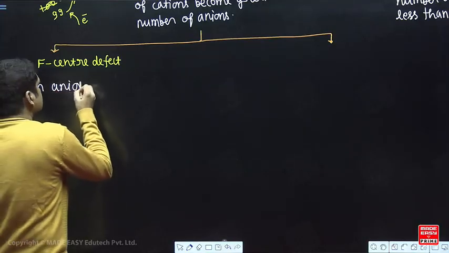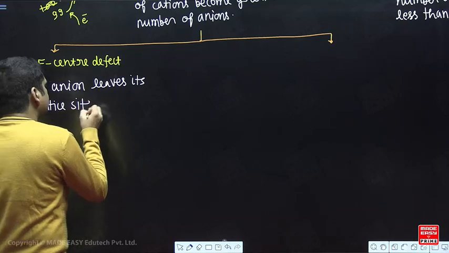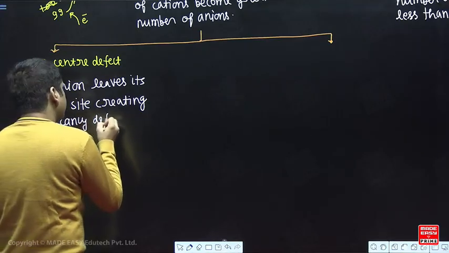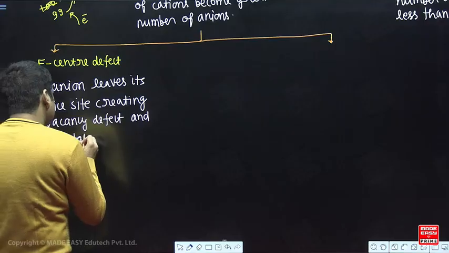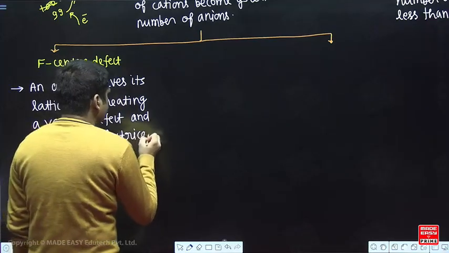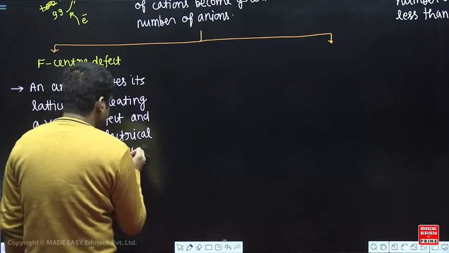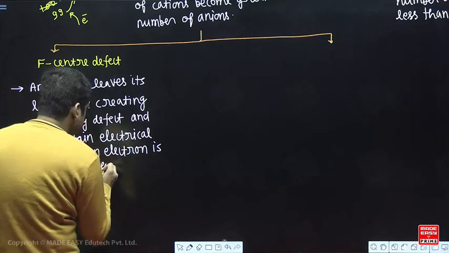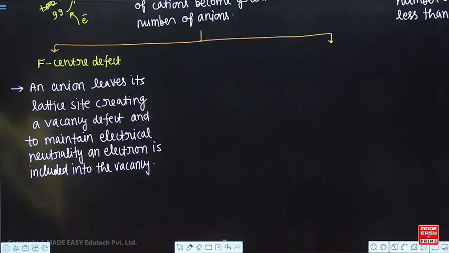An anion leaves its lattice site, creating a vacancy defect, and to maintain electrical neutrality, an electron is included into the vacancy.